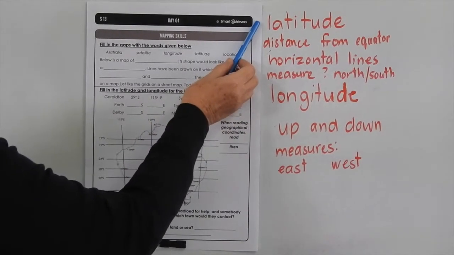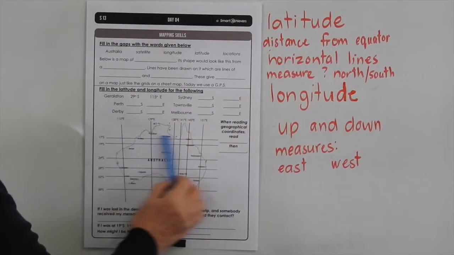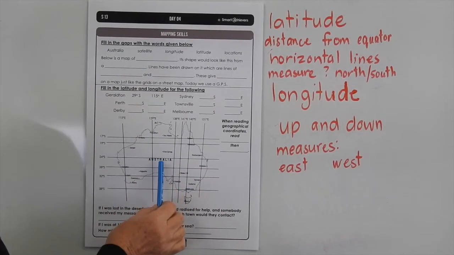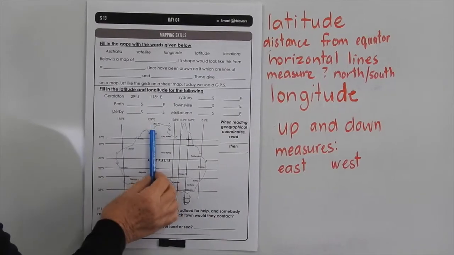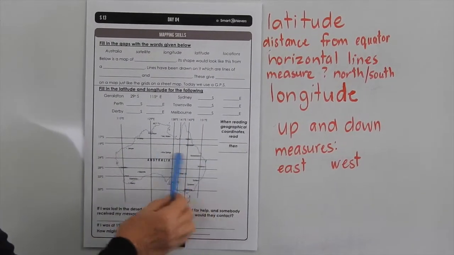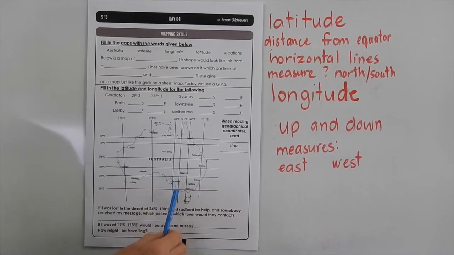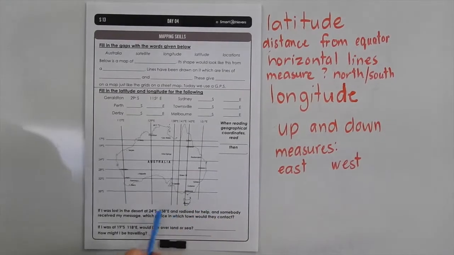So you can see the latitude is the distance from the equator, and they're the horizontal lines. So they're measuring how far north or how far south you need to go. Longitude are the up and down lines, and they measure how far east or west you need to go to find these places. So there's a little question there that this bit of information may help you with.